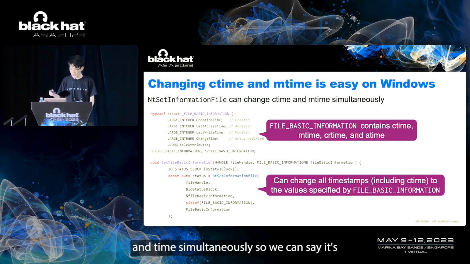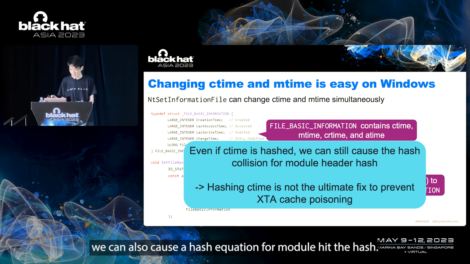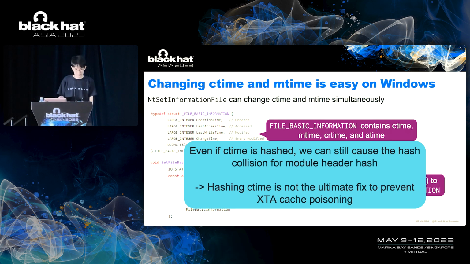So we can restore C time after modifying the file, unlike macOS. So even if C time is hashed, we can still cause a hash collision for the module header hash. Therefore, hashing C time is not the ultimate fix to prevent XTA cache poisoning.